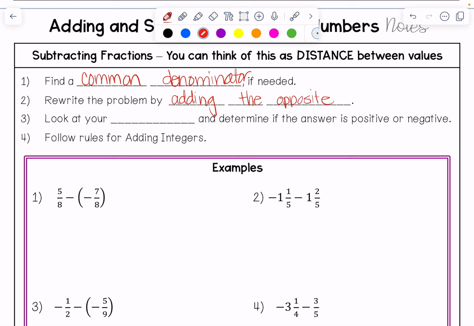And then once we have that addition problem, we could look at our signs to help us know if the answer is going to be positive or negative, and then follow our rules for adding integers, okay? So we'll do some examples that way, but then I'll also talk a little bit about thinking of subtraction as distance as well.